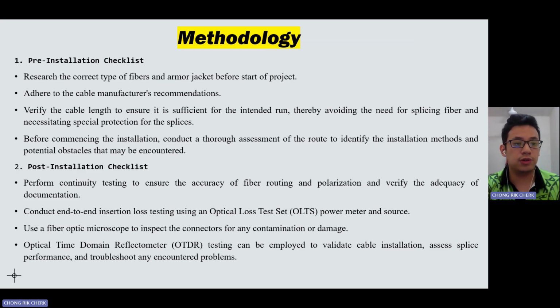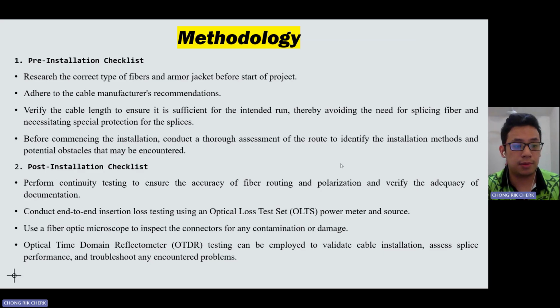So we first research the correct type of fibers and armor jacket before the start of the project. We need to adhere to the cable manufacturer's recommendations to verify the cable length to ensure it is sufficient for the intended run, thereby avoiding the need for splicing fiber and necessitating special protection for the splice. And before commencing the installation, we need to conduct a thorough assessment of the route to identify the installation methods and potential obstacles that may be encountered.